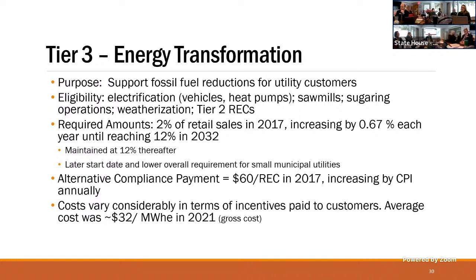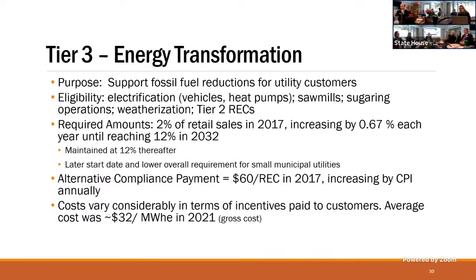The required amounts here started lower, at 2% of retail sales in 2017, and increase to 12% by 2032. It's measured by taking the fossil fuel reductions and translating that into a megawatt hour equivalent. So to put it in electricity terms, so you can then measure it on your electric portfolio.